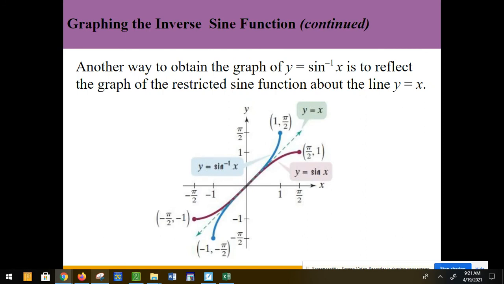Another way to obtain the graph of that is just to reflect the graph of the restricted sine function over the line y equals x. So if you have in red there the original sine function, again, just in that restricted range. You're just reflecting it over that y equals x line. And that's what you're getting in the blue.